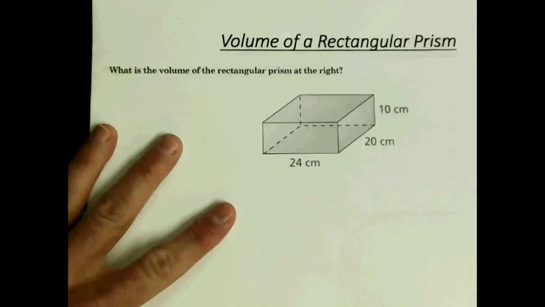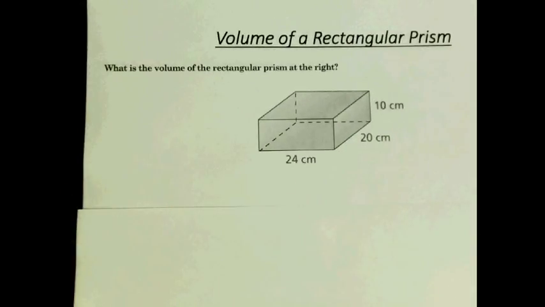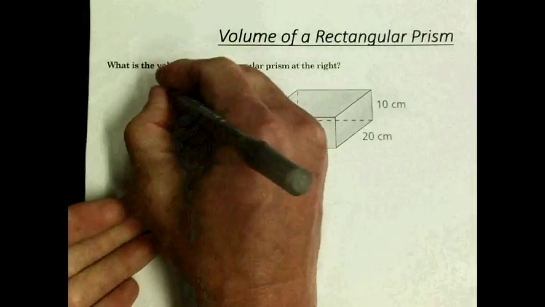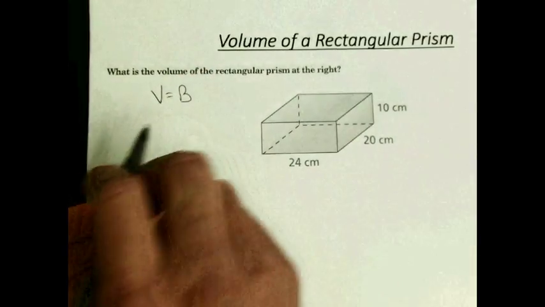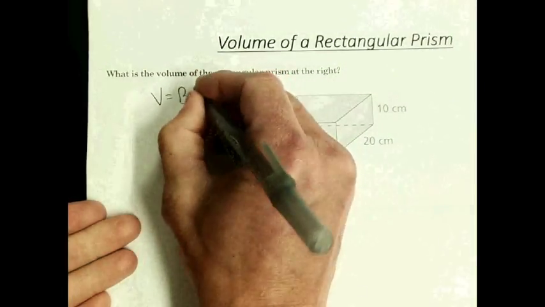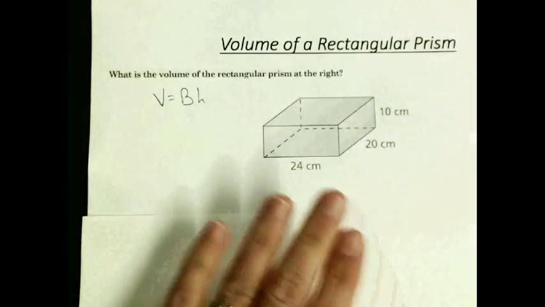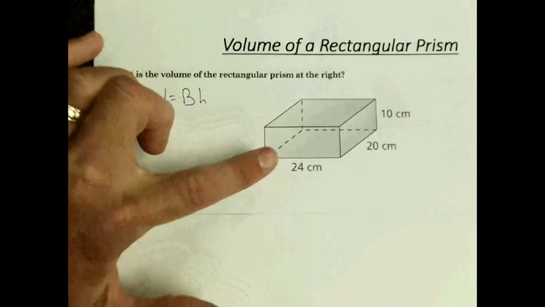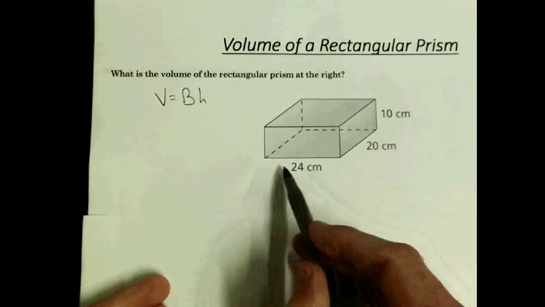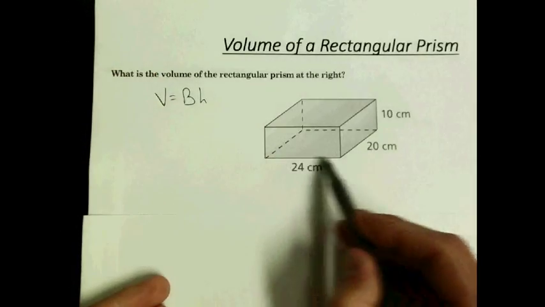So here we're going to find the volume of a rectangular prism. So how does the volume of a rectangular prism work? Remember, the volume is the area of the base, capital B, times the height. So the only question is, well, what's my base? If I'm looking at this shape this way, my base would be the 24 by 20 rectangle. That would be my base.